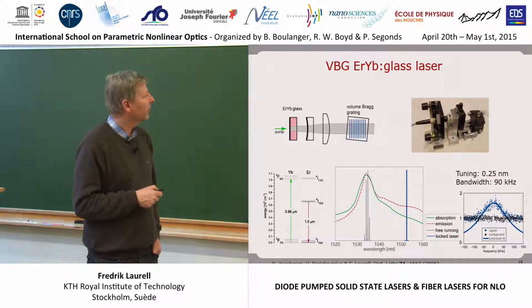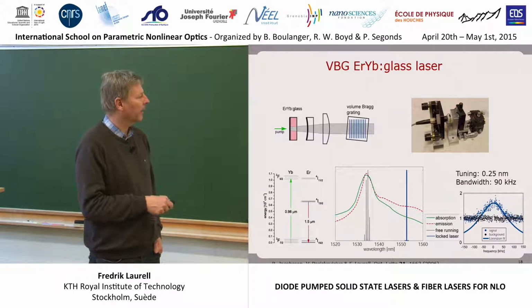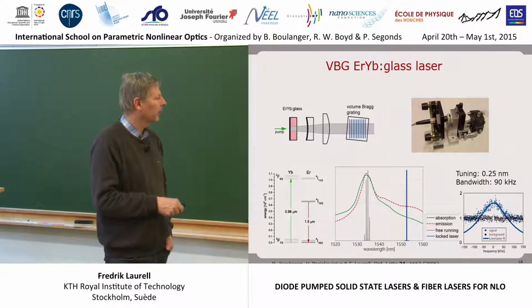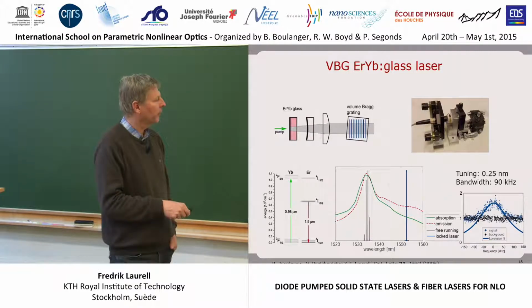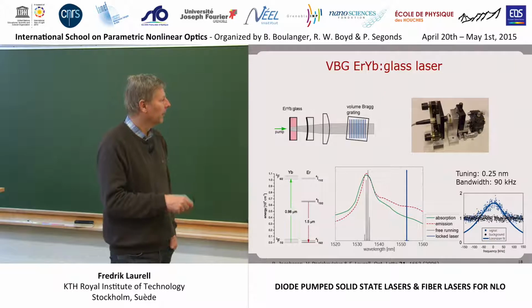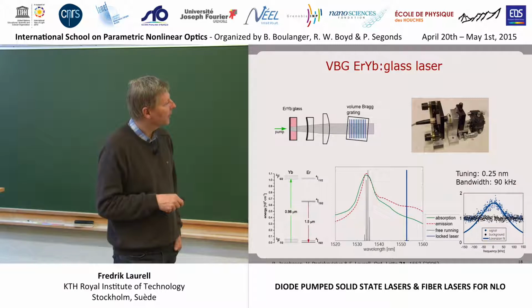So here is one of the first lasers of this kind that we built. And then we put the VBG in external cavity, so we have a dual cavity. Here is the first cavity, and here is the second cavity. And then this guy put the lasing wavelength. Here is the main gain of the erbium at 1535 in this glass. And here was the reflectivity of the VBG. So the laser is going here. And here's an energy diagram, maybe not so interesting.